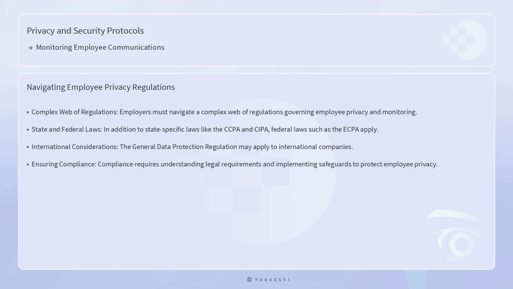From a legal perspective, employers must navigate a complex web of regulations governing employee privacy and monitoring. In addition to state-specific laws like the CCPA and CPA, federal laws such as the ECPA and the General Data Protection Regulation for international companies may also apply. Compliance with these regulations requires a thorough understanding of the legal requirements and the implementation of appropriate safeguards to protect employee privacy.